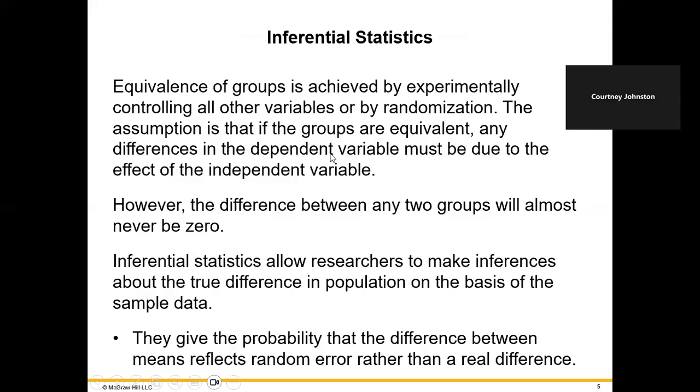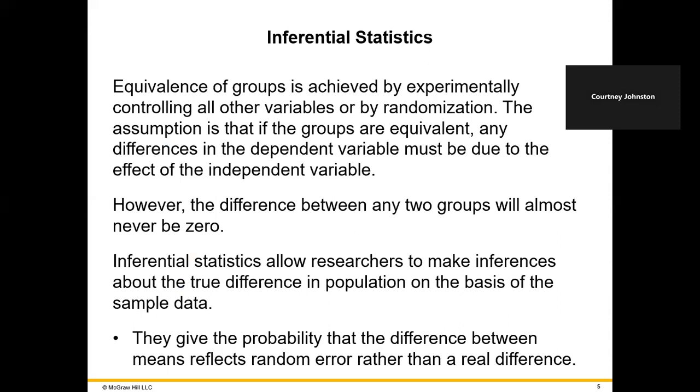Okay, so inferential statistics. The equivalence of groups is going to be achieved by experimentally controlling for other variables, or if we have high levels of randomization. So we assume that if the groups are equivalent, any differences in the dependent variable must be due to the presence of the independent variable. So the independent variable causes an effect in the dependent variable. But the difference between any two groups will almost never be zero. So there's going to be some differences between the control and experimental group. If you're doing an experiment, there will be some sort of difference.